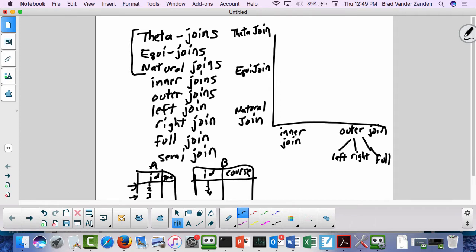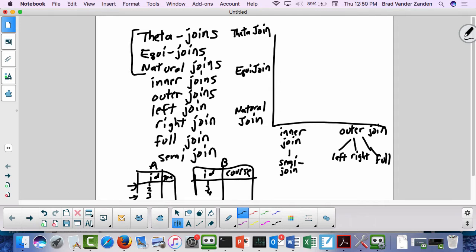And then a semi-join is a type of inner join where it returns all matching tuples in A. If I do A semi-join B, it returns all matching tuples in A. So basically, a semi-join says we want all tuples in A that have some match in B, and we want all of the attributes from A, generally.